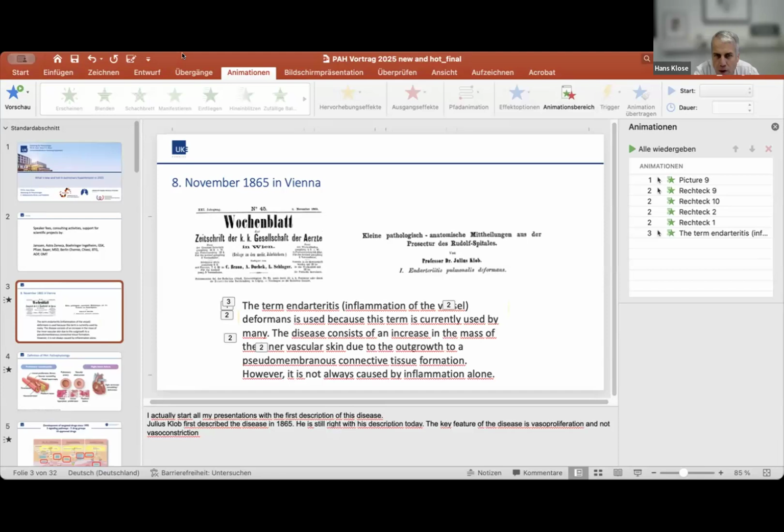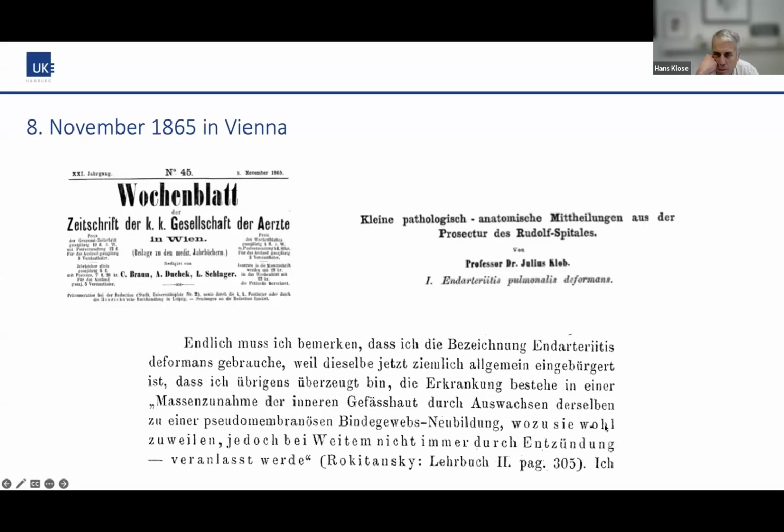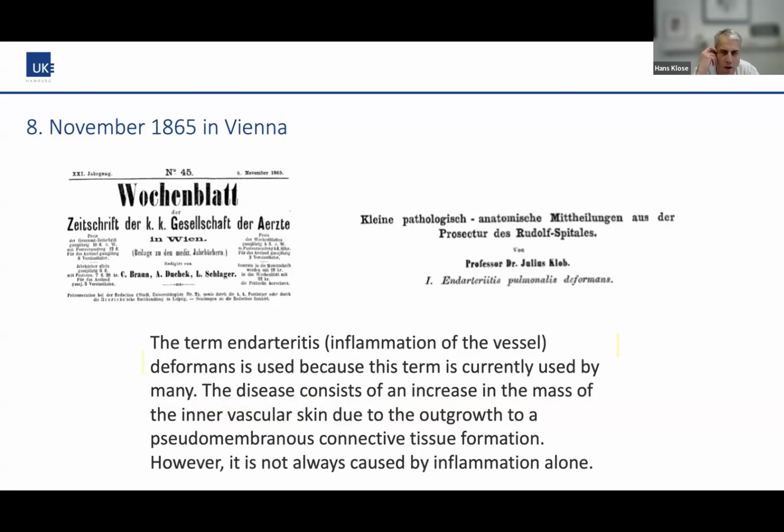And I don't know if you can see now the whole picture. I'll make it bigger. This is German, so for the German-speaking audience, you can read this. I tried to translate it into English. And the first idea was he called it endarteritis. This means an inflammation of the vessels. He called it that because the term inflammation was often used for many diseases at the time. So inflammation played a big role 160 years ago.